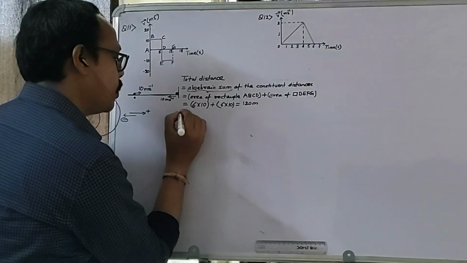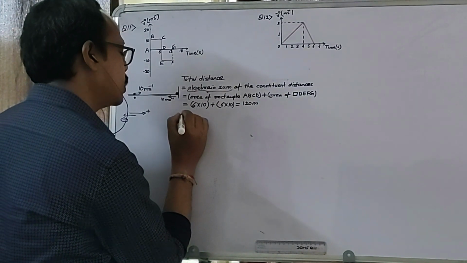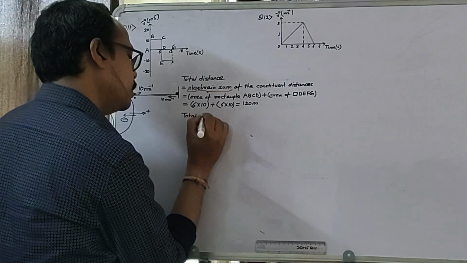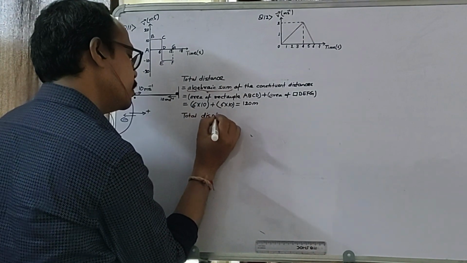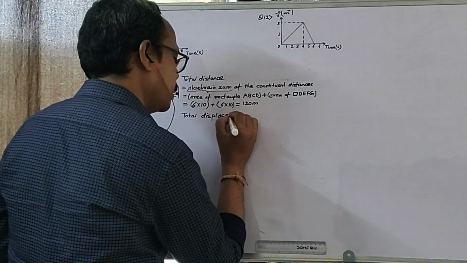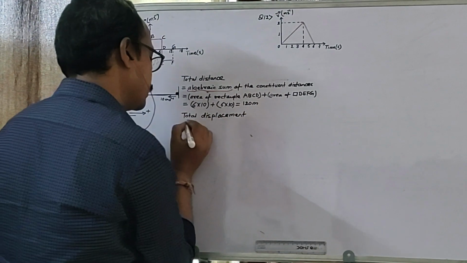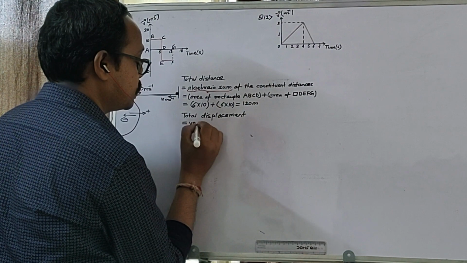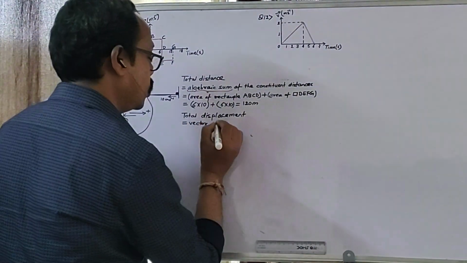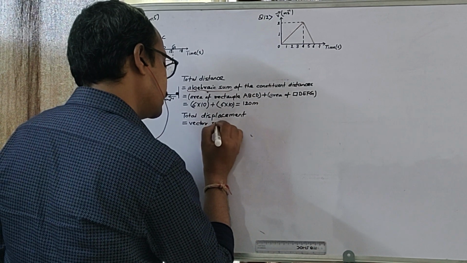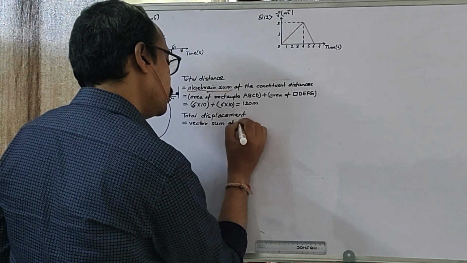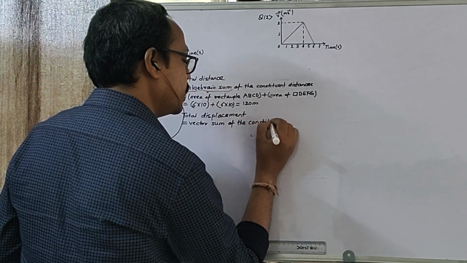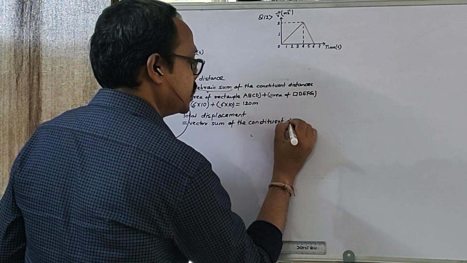And how about the net displacement? What is the total displacement? Total displacement, or net displacement, whatever you say, is equal to the vector sum, because displacement is a vector quantity. So the net displacement is the vector sum of the constituent displacements.